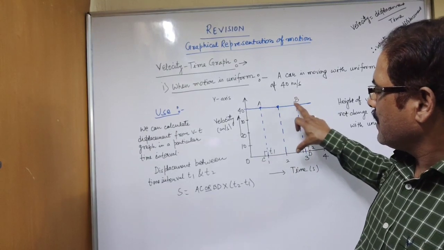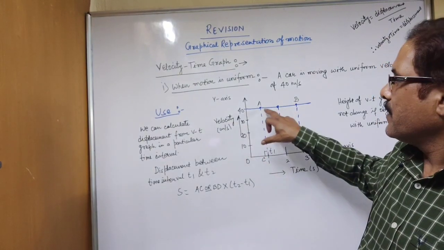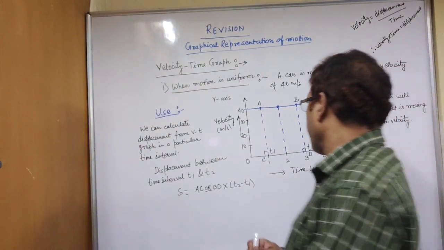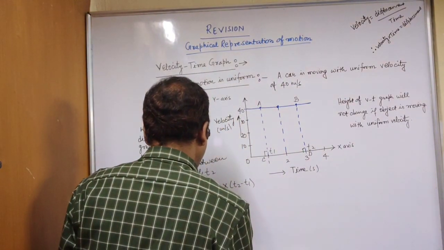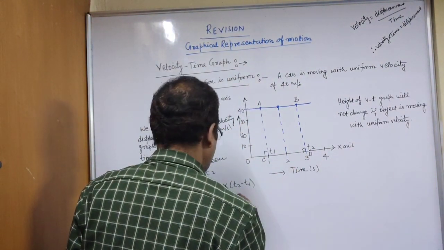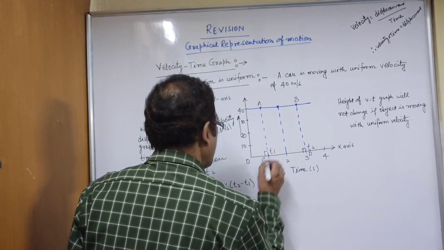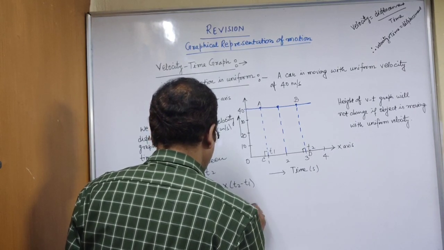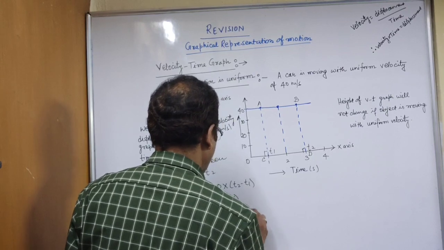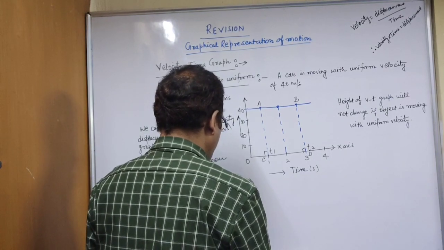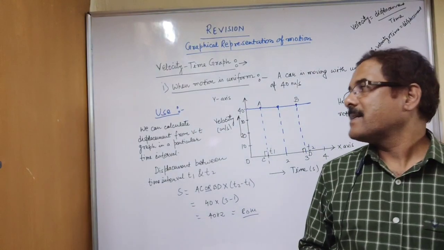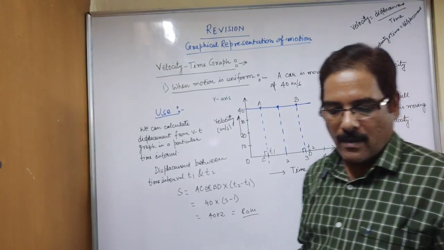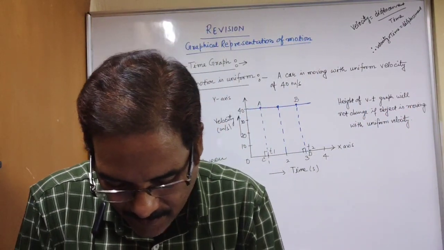AC or BD represents the velocity, which is fixed because velocity is constant in this case. So AC or BD is 40 and time interval t2 is how much? 3, and t1 is how much? 1. So it will be 40 into 2, so 80. So 80 meter is the displacement. In this way, you can use this graph to calculate the magnitude of displacement.